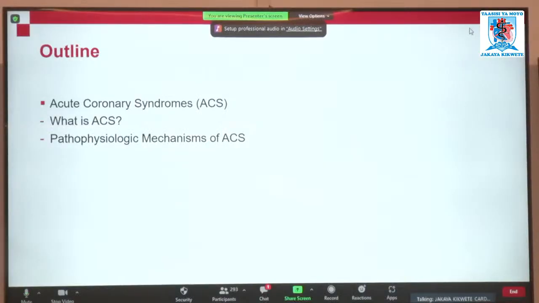Just a brief outline. We'll be talking about acute coronary syndromes. Start by just saying what is an acute coronary syndrome. Briefly touch on the pathophysiologic mechanisms of ACS, and understand what are the significant consequences of an acute coronary syndrome. Why do we need to be able to identify acute coronary syndromes? Why do we need to treat them? What are really the dire consequences we're trying to avoid? And is it really a problem in sub-Saharan Africa? This is an important question that I think we should dive into a little bit further.